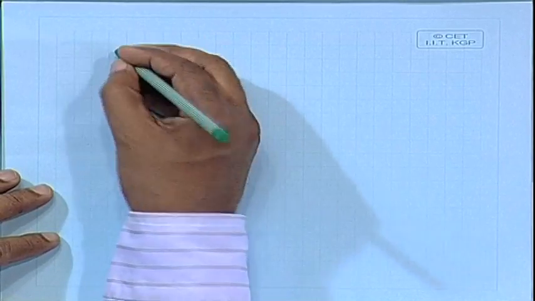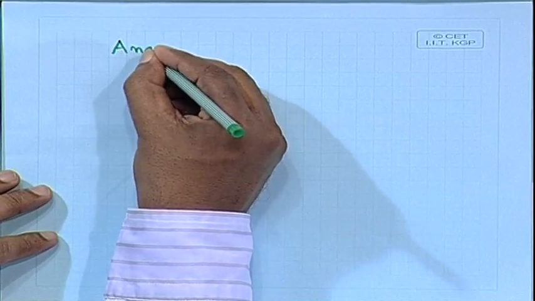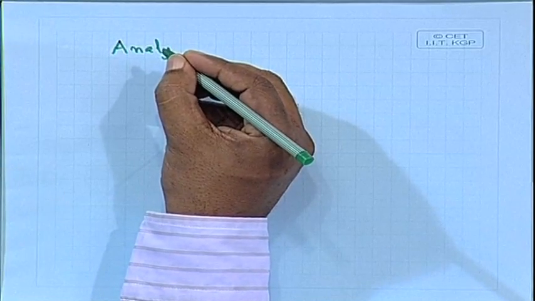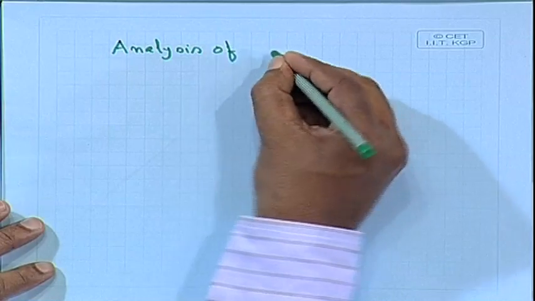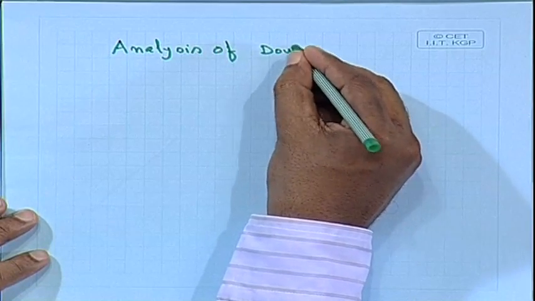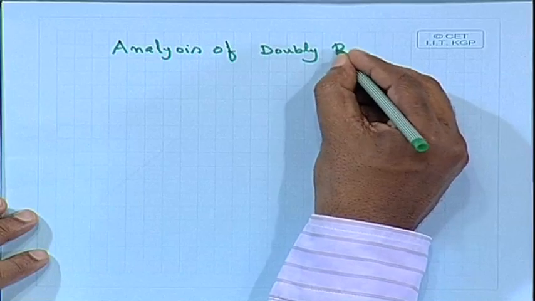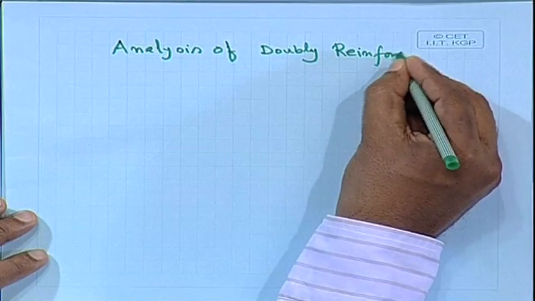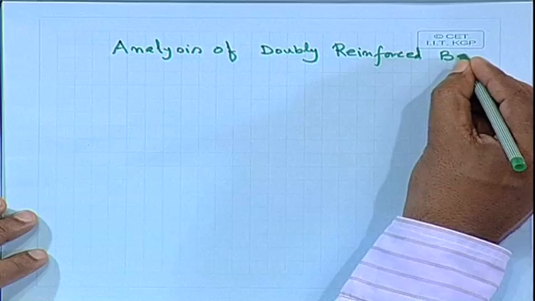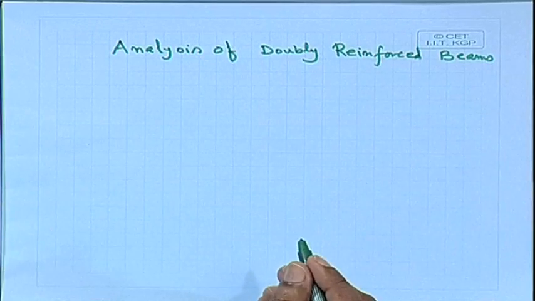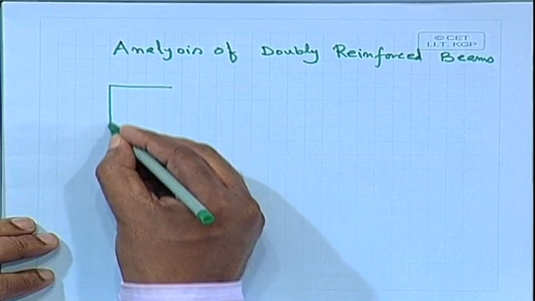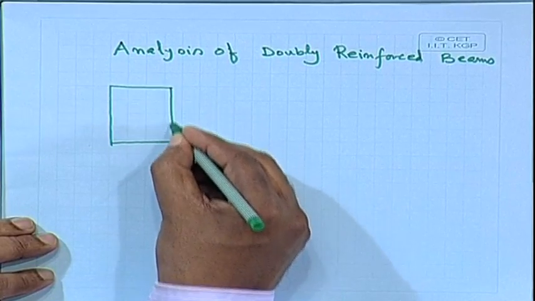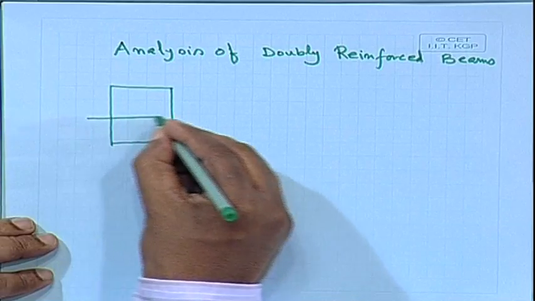Well, now come to few procedures. What we have to do? We have a section and we have a neutral axis.